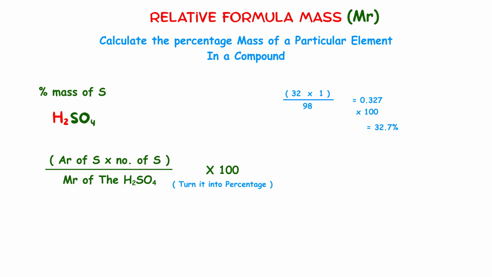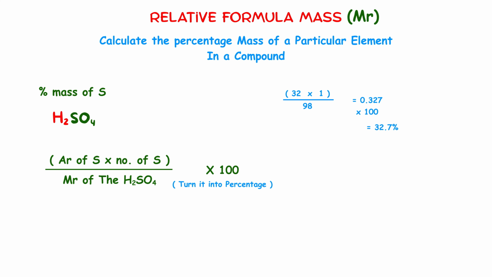For example, let us calculate the percentage mass of sulfur in sulfuric acid. As we know from earlier, sulfur has an Ar of 32, and there is only one sulfur atom in sulfuric acid, which has an Mr of 98. So the percentage mass of sulfur would be 32 times 1 divided by 98, then multiplied by 100. This gives us approximately 32.7%.